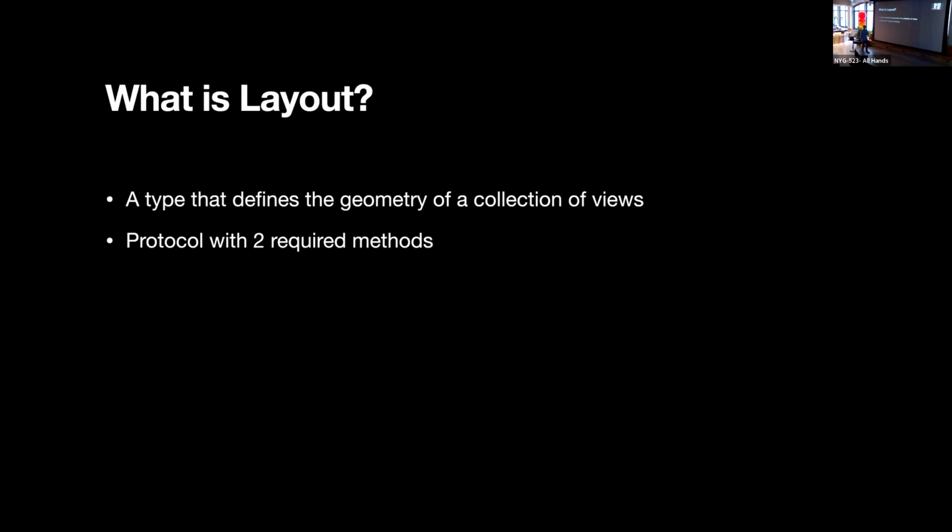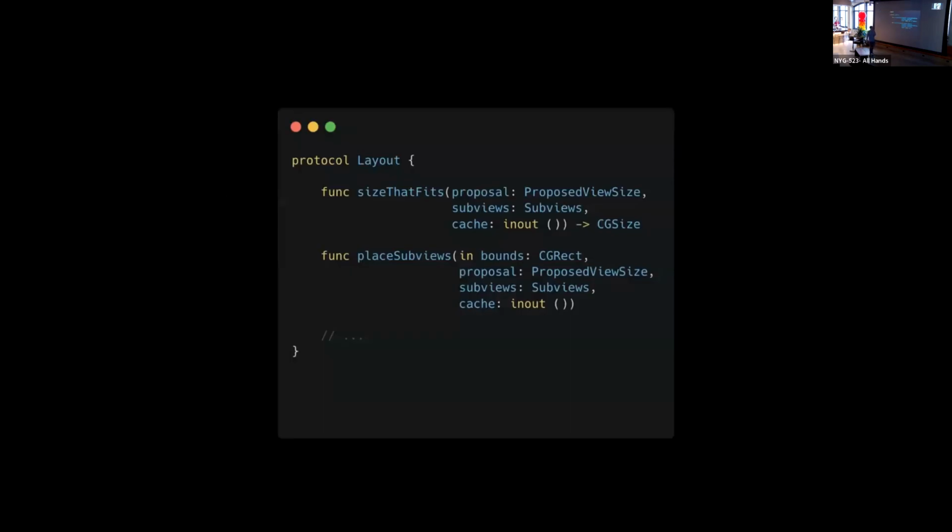What is layout? It's a type that defines the geometry of a collection of views. In other words, it's a protocol with two required methods. This is what it looks like, the two required methods. And a few things stood out to me when I first saw this. First, we have a method that returns a size, and we have proposed view sizes. And then you have another one that places subviews.